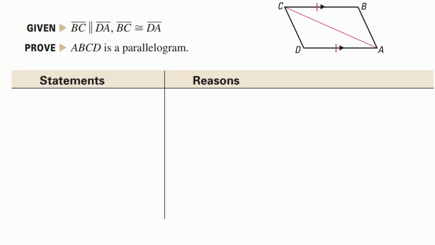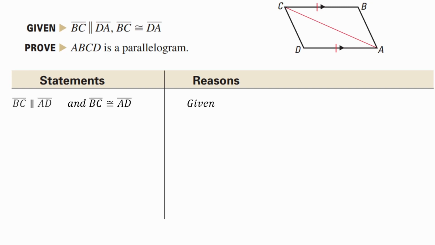We are given that line BC is parallel to line DA. That's the first line going across, and that is congruent to the line on the bottom going from left to right. Then we also know line BC is congruent to line DA. So besides the top line and the bottom line being parallel, they're also congruent. They're the same. We're trying to prove that ABCD here is a parallelogram.